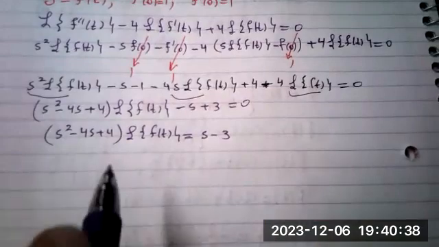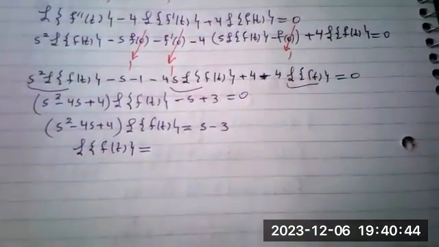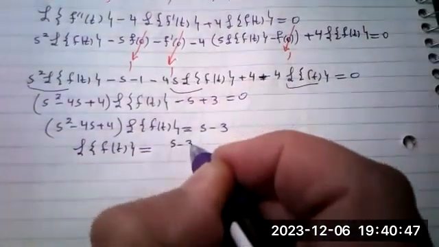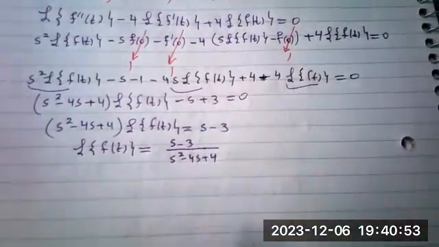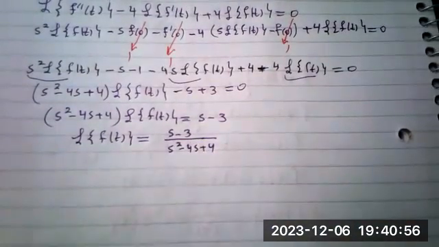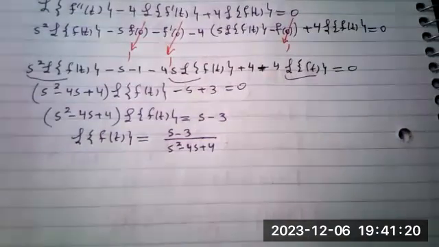So what we are going to do is we divide. So the Laplace of f of t would be equal to s minus 3 over s squared minus 4s plus 4. Okay, so this is going to be the case. I haven't missed anything on this one, and everything is all right. There you are. You have to find the Laplace inverse of s minus 3 over s squared minus 4s plus 4.